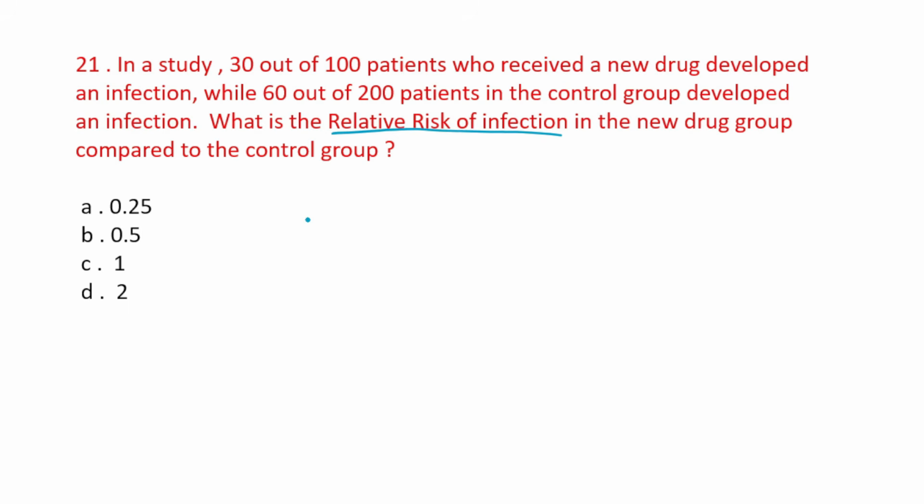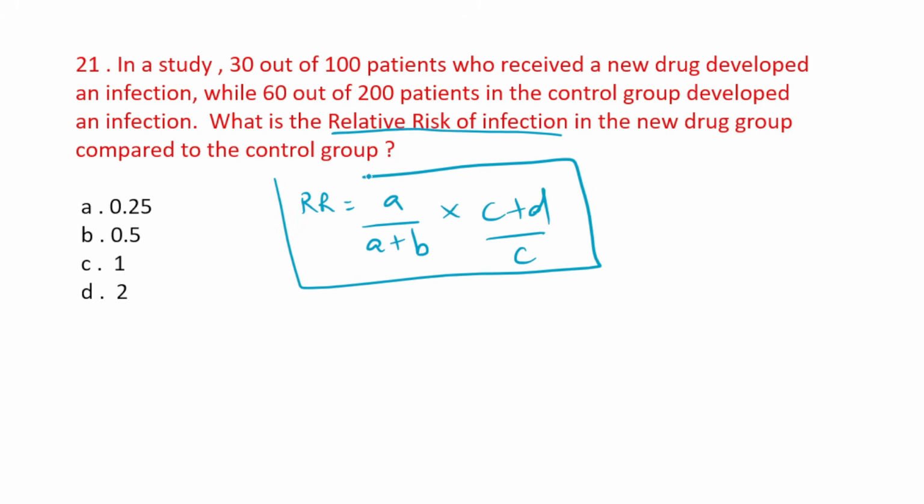Now how do you calculate the relative risk? Relative risk is given by the formula: relative risk is equal to A by A plus B into C plus D by C. This is the formula of relative risk. All the students, please remember this formula. Once again, relative risk is equal to A by A plus B into C plus D by C. Now let us substitute all the numbers.